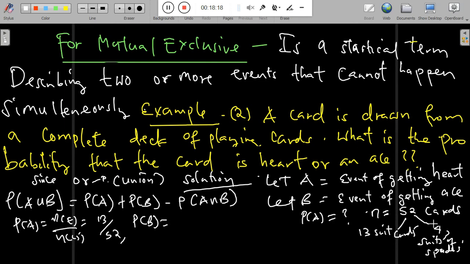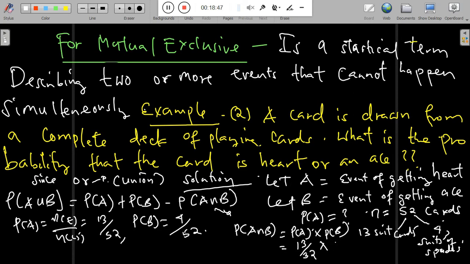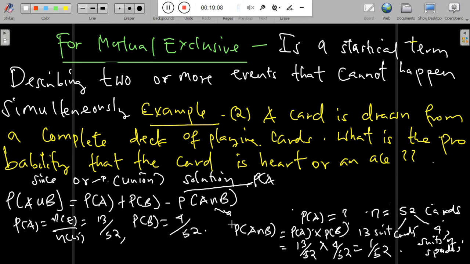And the probability of B is that we take the aces, that is 4, divided by the total number of cards, that is 52. After finding that, let's now find the probability of A intersection B, which is given by taking the probability of A times the probability of B, that is 13 over 52 times 4 over 52. That will give you 1 over 52.